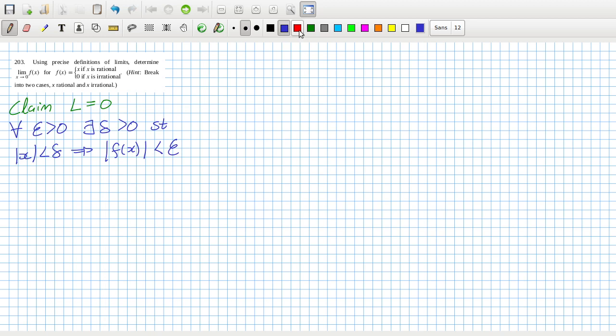And I can actually see what the delta is already. It's kind of obvious nearly that delta would be epsilon divided by 2. And in fact, actually, I think the delta would be epsilon would do. Okay, so proof.